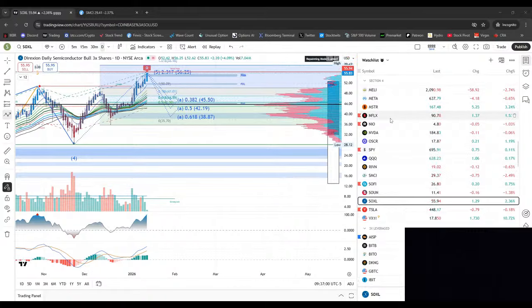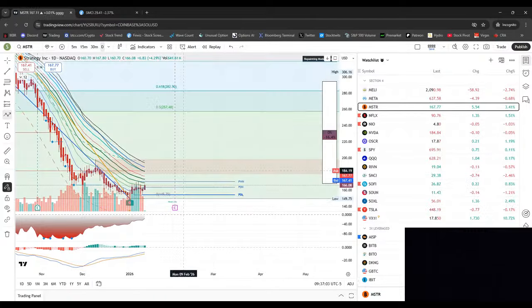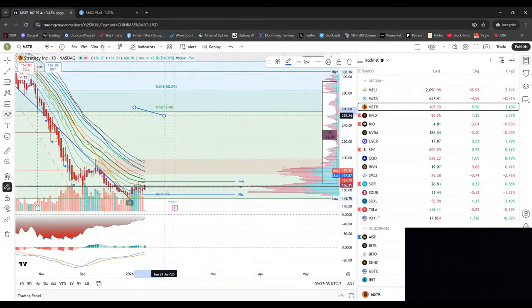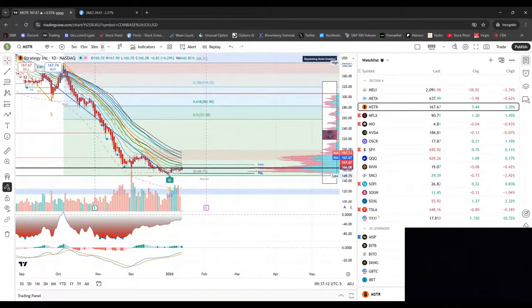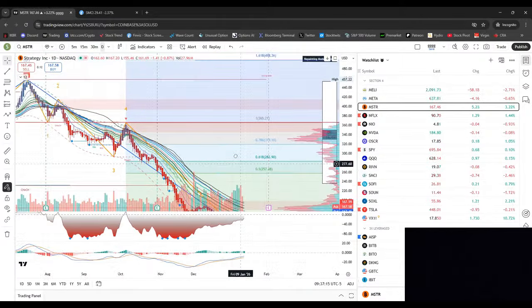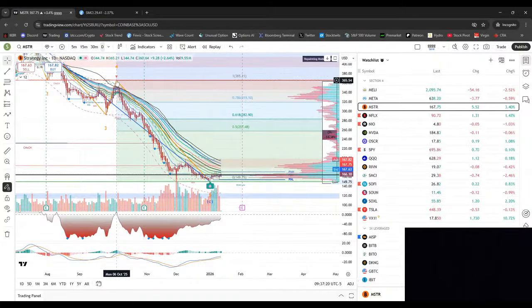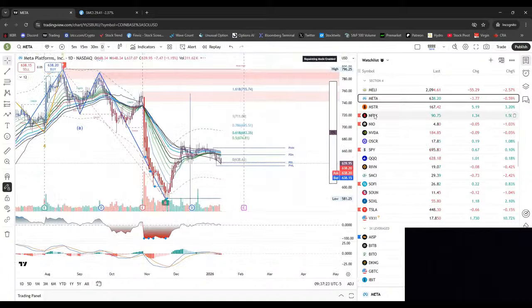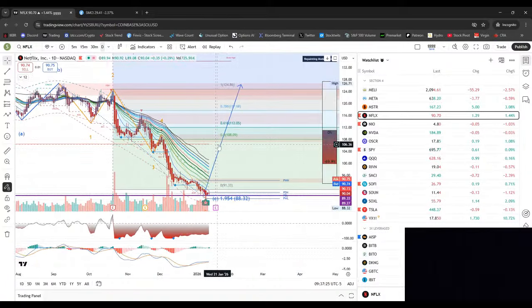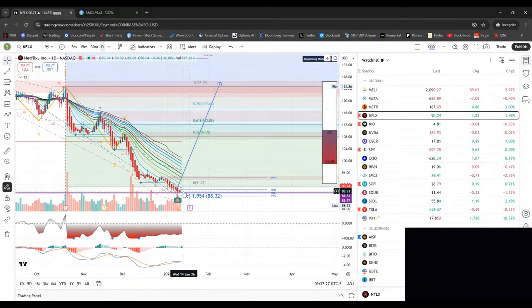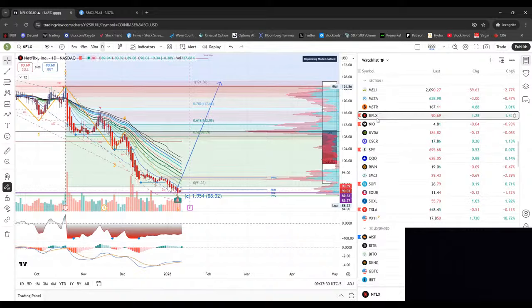All right, we're back. Here we go. Netflix green, coin green, both the trades are green.